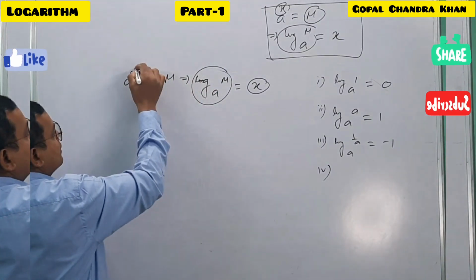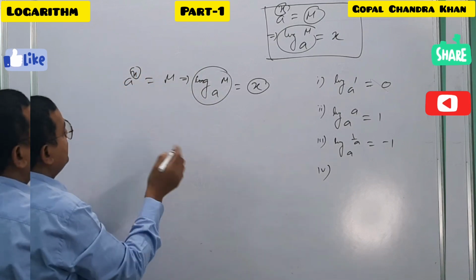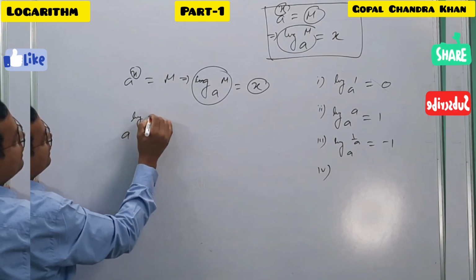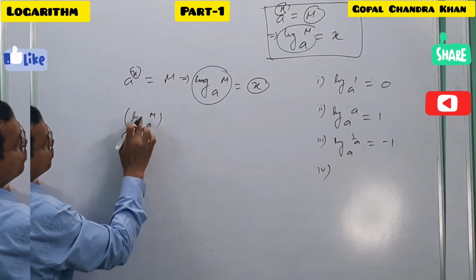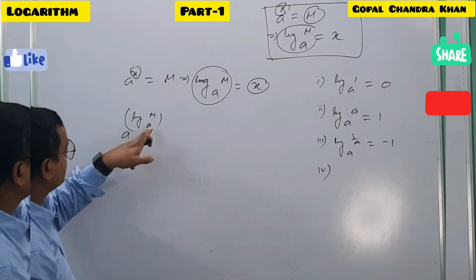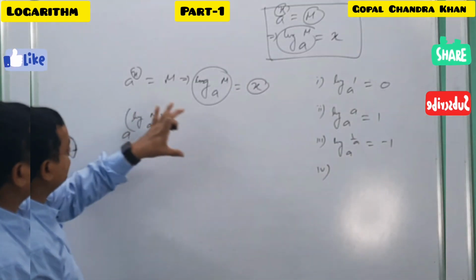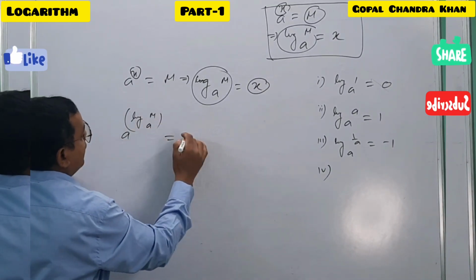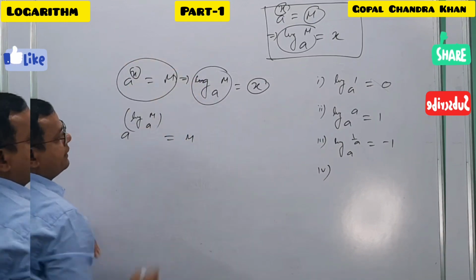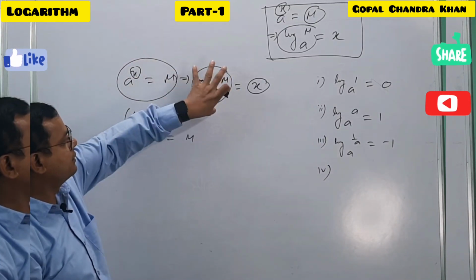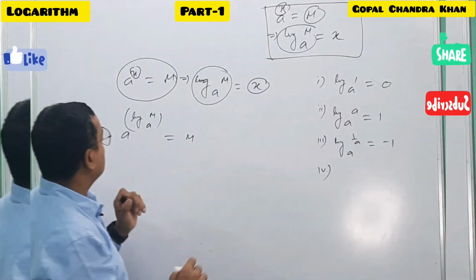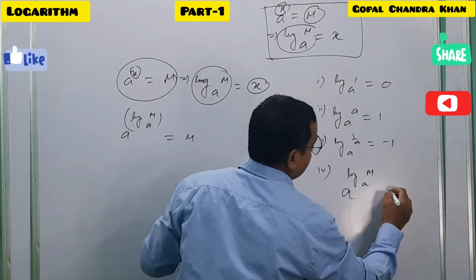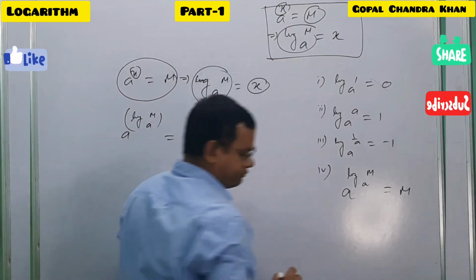Now put it here. That means we are getting a to the power log m base a. Look here, this to the power, if I take it ground floor, it is first floor, it is second floor, okay, but you have to maintain these things, and the value you are getting is equal to m, because we are replacing only this x value, nothing more than that. So now can I write a to the power logarithm m base a equals to m, another formula.